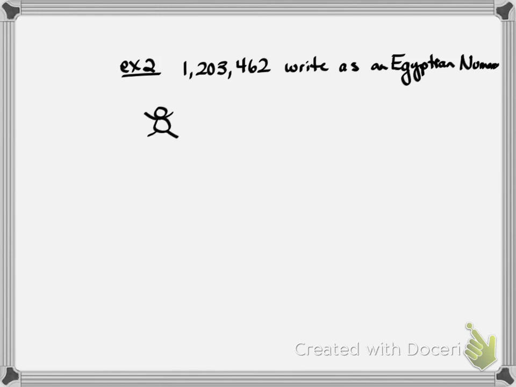I'm not going to be critiquing your drawings. So what you need to do is break this out by place value. So you have 1 million, and then you have 200,000. You don't have any of the tens of thousands. And then 3, that's 3,000. Then we have 462. So the astonished person stands for a million.